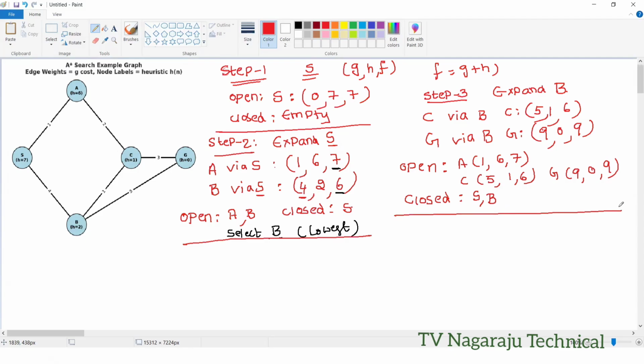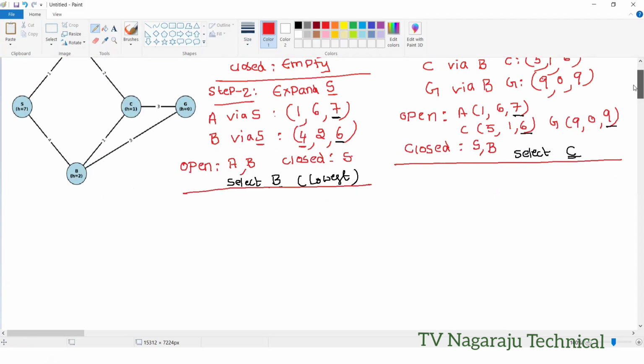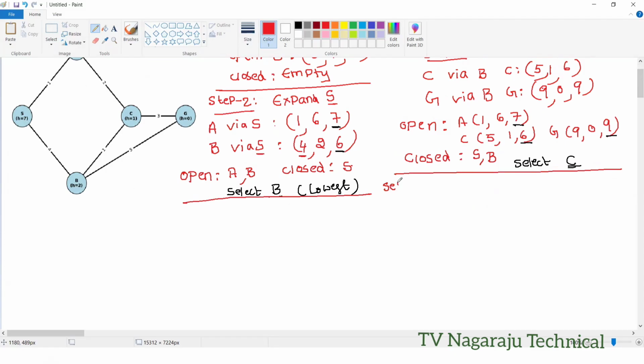Now which node do you need to select? Here are three values, value 7, value 6, value 9. Obviously we are selecting node C. So my next step is step number 4. The step is expand C. Clear? We are expanding the C value.